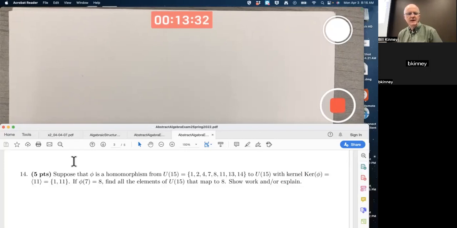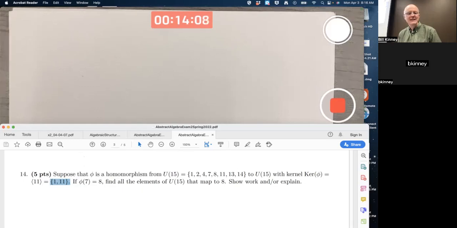Suppose that phi is a homomorphism from U15 to itself, and the kernel consists of the elements 1 and 11. By the way, remember kernels are subgroups. So that should be a subgroup if this is going to be a valid kind of problem. And you can double check in your head: 11 has order 2, 11 squared is 121, and 121 mod 15 is 1 because 15 does divide evenly into 120.